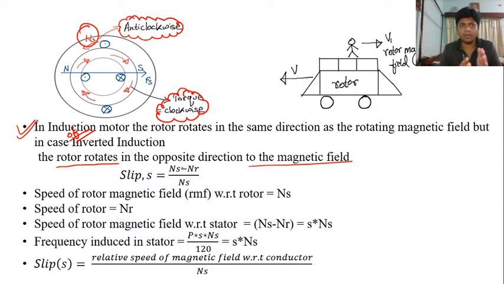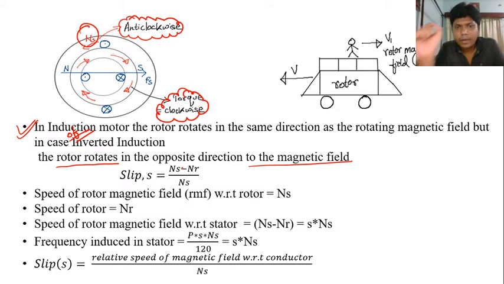So this is the basic difference between the synchronous speed of the normal induction motor and the synchronous speed of the inverted induction motor. In a normal induction motor, synchronous speed is defined as the speed of the rotating magnetic field with respect to the stator. But in an inverted induction motor, the synchronous speed is defined as the speed of the rotating rotor magnetic field with respect to the rotor.